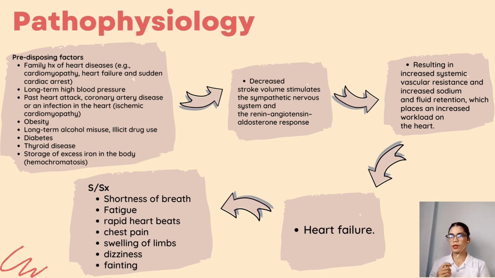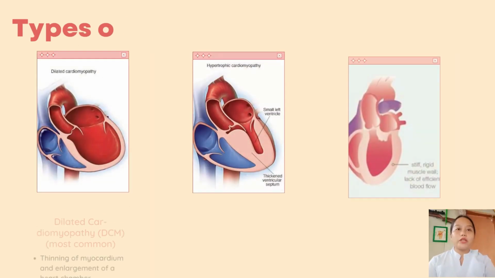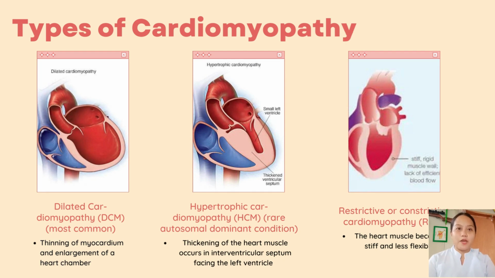these signs and symptoms may develop: shortness of breath, fatigue, rapid heartbeats, chest pain, swelling of limbs, dizziness, and fainting. So, there are 5 types of cardiomyopathy.